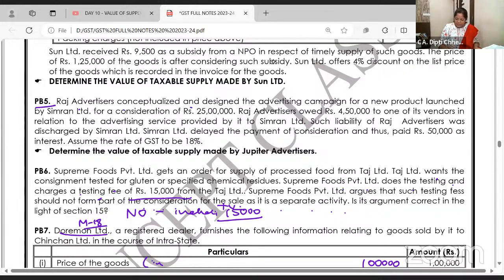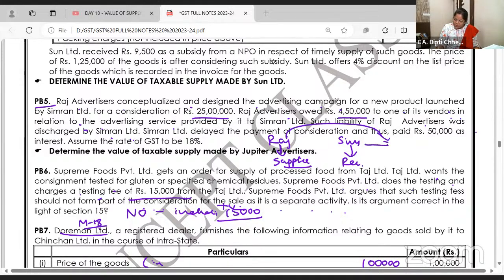Raj Advertisers conceptualize and design an advertising campaign for a new product launch for a consideration of 25 lakhs. You can give the answers in the chat box. Next question you have to solve on your own. Raj Advertisers owed 4,50,000 to one of its vendors. Superb concept in the transaction value. Such liability of Raj Advertisers was discharged by Simran Limited, who is Raj's recipient. He's not Shah Rukh Khan in every movie. Raj is the supplier, Simran is the recipient.